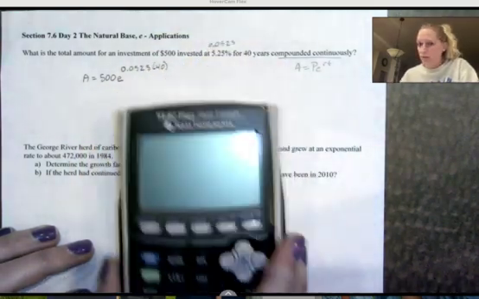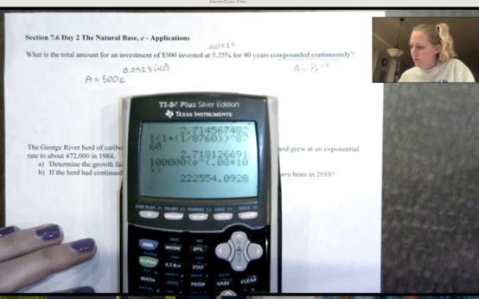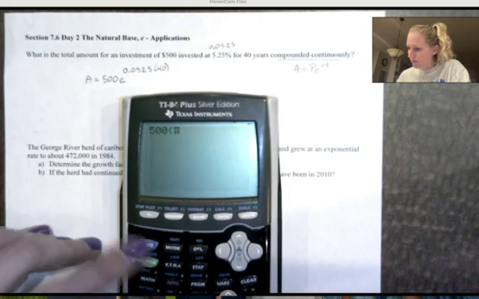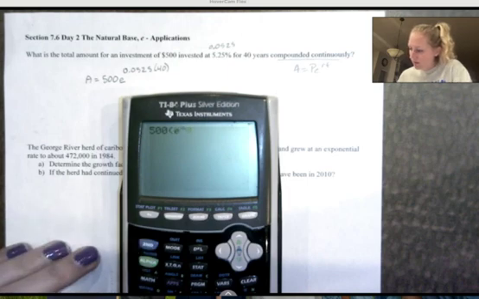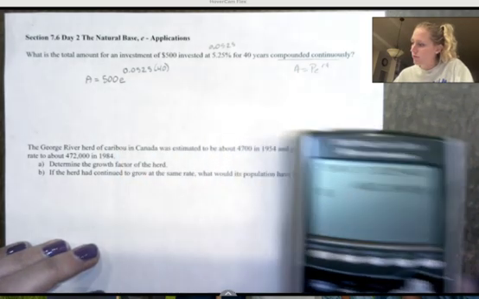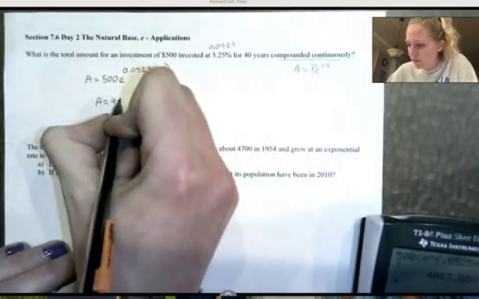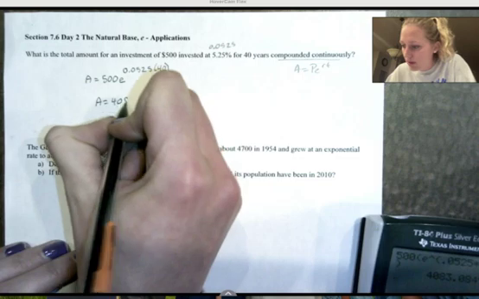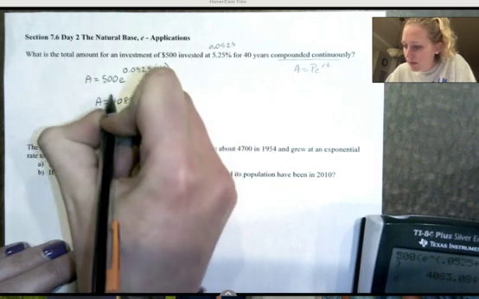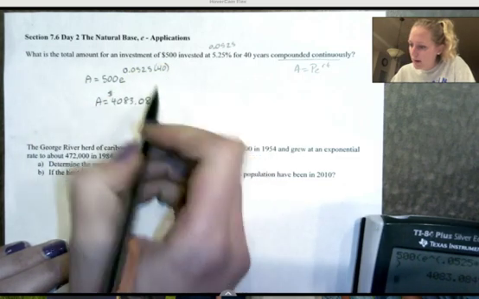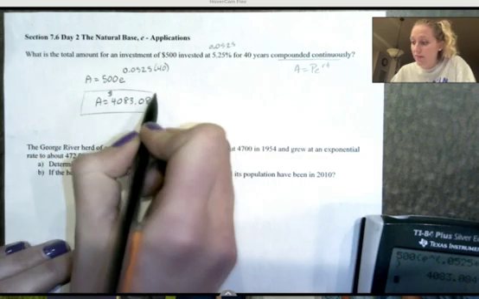Okay, I'll use my calculator here to punch that in. So we have 500 times e raised to the 0.0525 times 40. We get $4,083.08. So that is the amount that is now in that account.